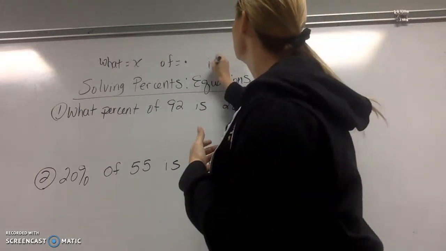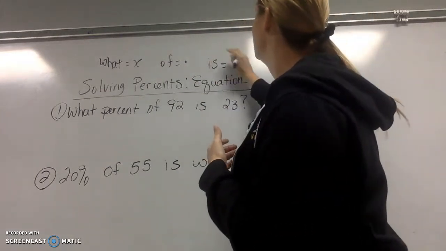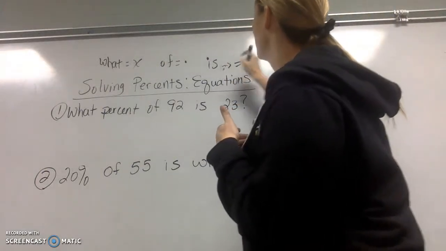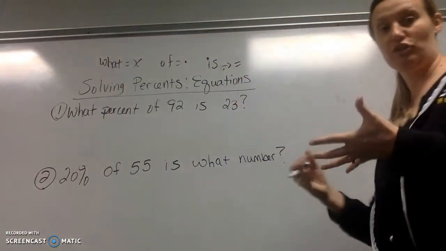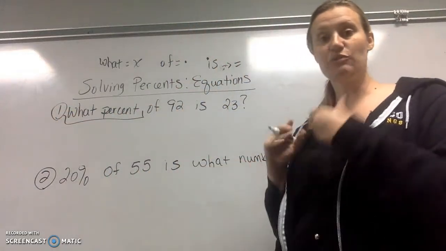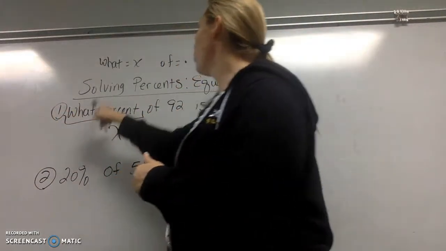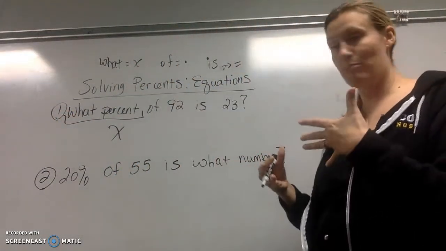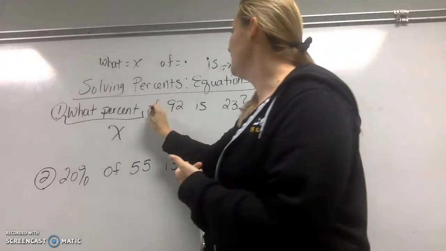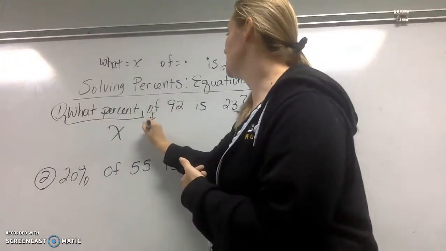And then is going to be an equal sign. So when you see is, you're going to put an equal sign. Let me show you what I mean. What percent? That's where we're going to put an x. What means we don't know this number, so that's the variable, that's the unknown. Of means multiply.